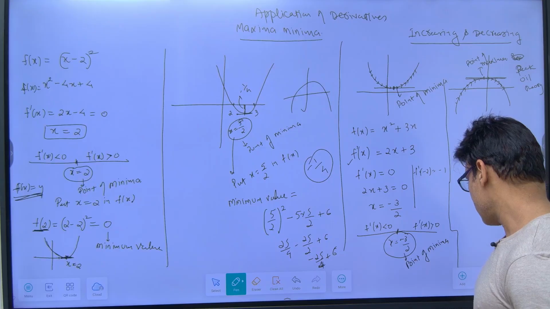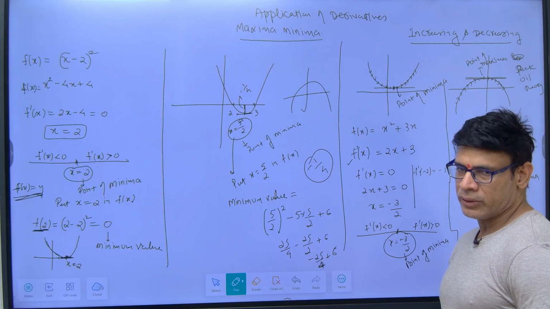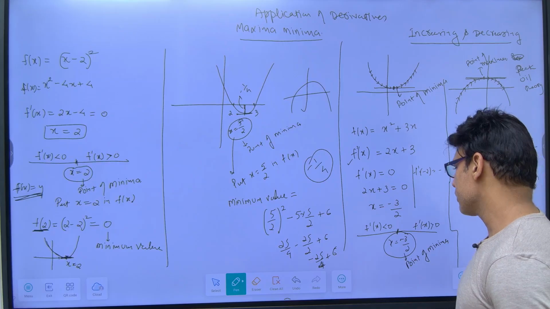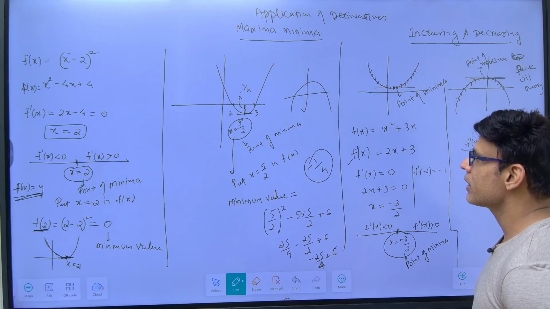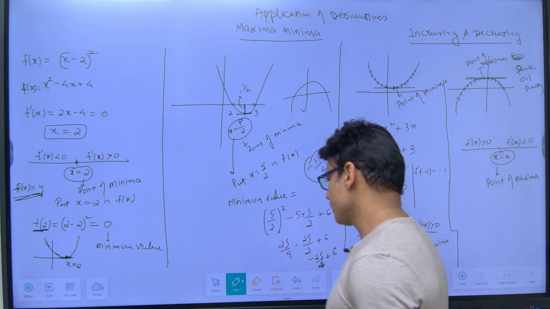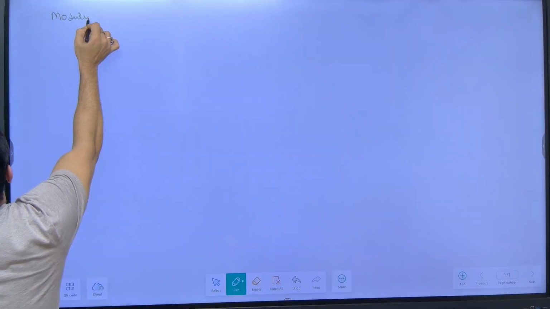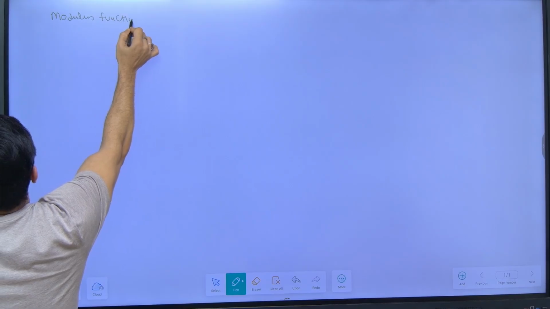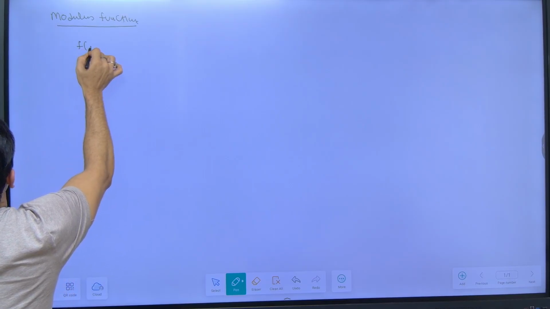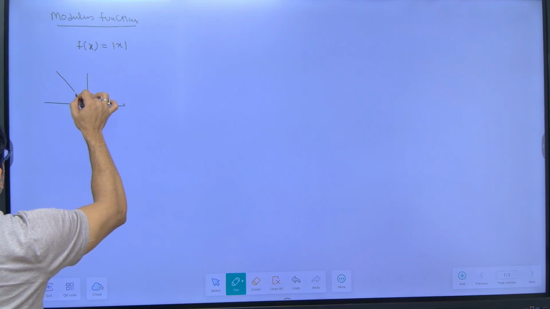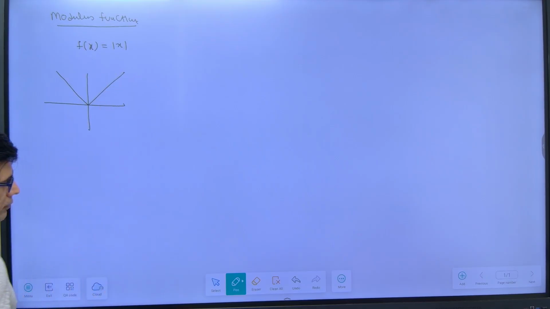So let's take some question. See, I told you that graphs are very important. If you know the graph, then you can find out whether a function has maxima or minima directly by looking at the graph or reading the graph. Example, let's say we have a modulus function, right? Let's say we have f of x is equal to modulus of x. The graph of the modulus function is like this, right? This is how you draw the graph of a modulus function.